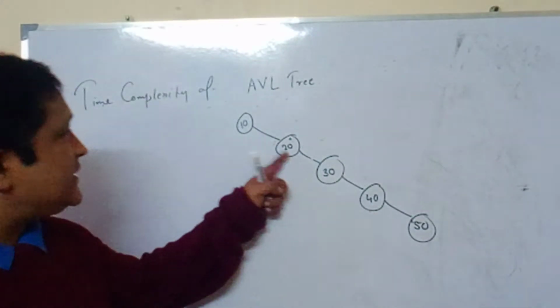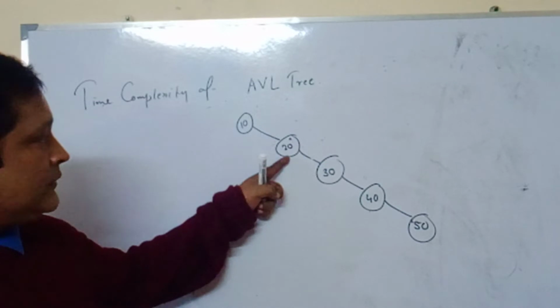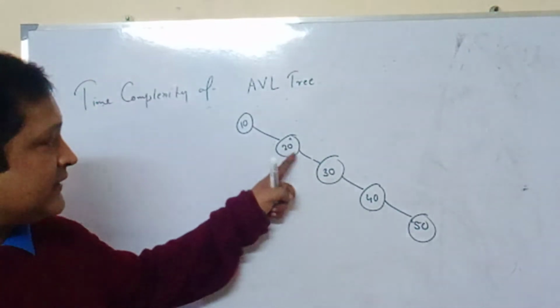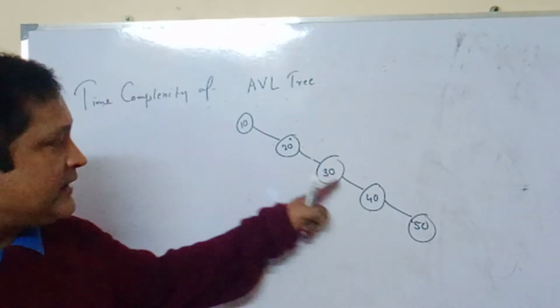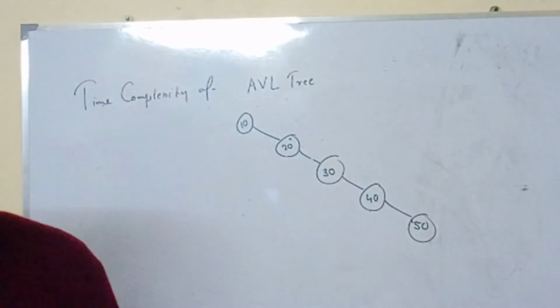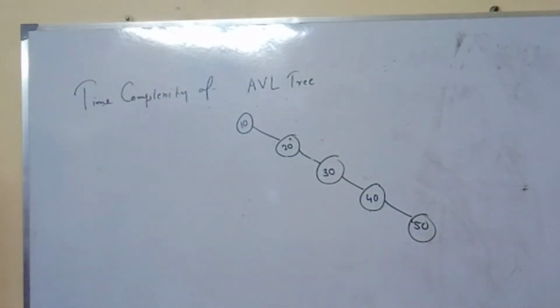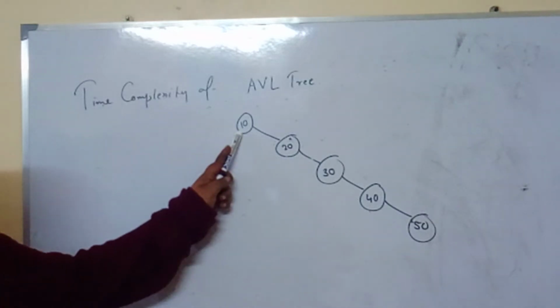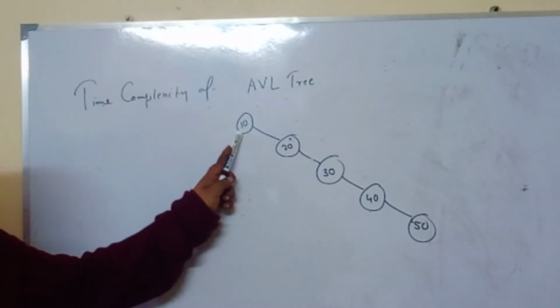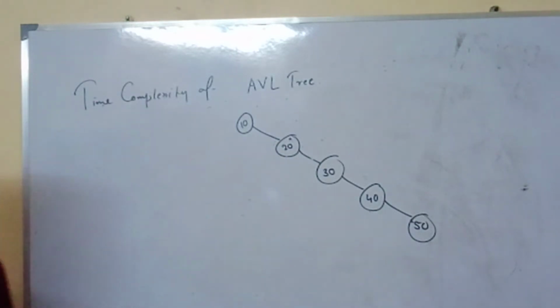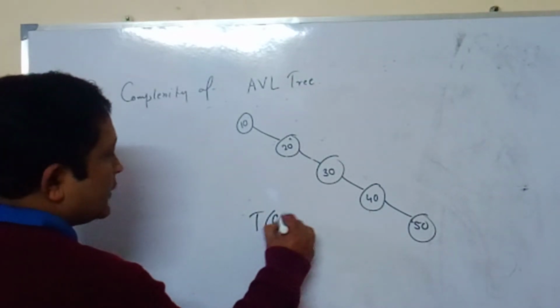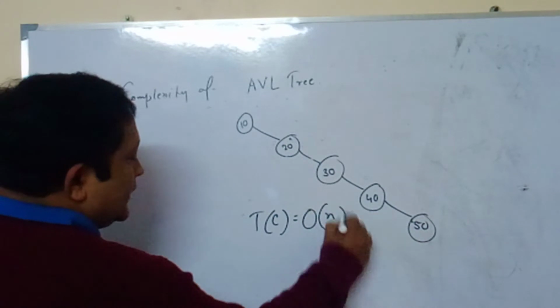So 20 is right of 10 because it is greater in value as compared to 10. 30 is greater than 20, so it is right of 20. In this way, it will be organized. What is the time complexity of it? In the best case, it is 1. In the worst case it is n. So time complexity will be order of n, O(n).